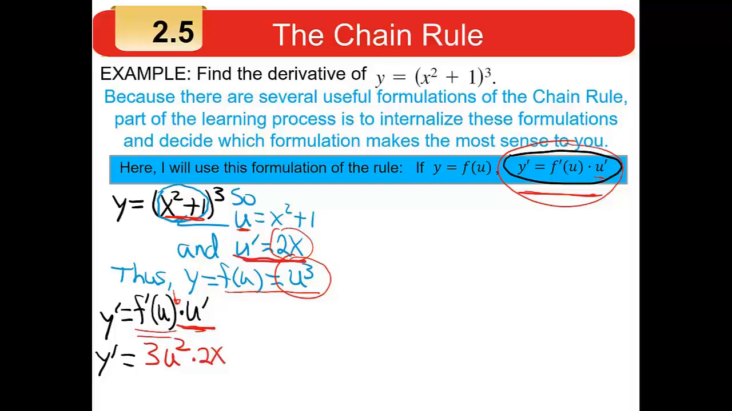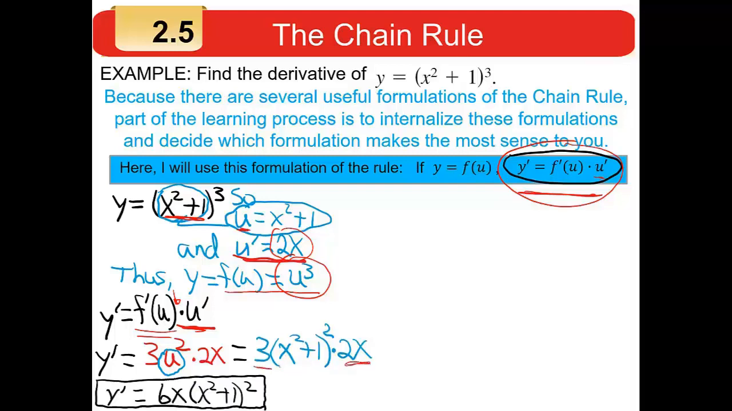And what you have to remember is calling something u is a temporary procedure. Once you insert that u in there to help you do the calculation, when you're done with it, you take it back out again. So now that we're done with the derivative, we take the u back out and put in what it's equal to, which is x squared plus 1. And basically that's the derivative there. You can clean it up a little bit by multiplying the 2x times the 3 and getting 6x, but that's basically the derivative by the chain rule.